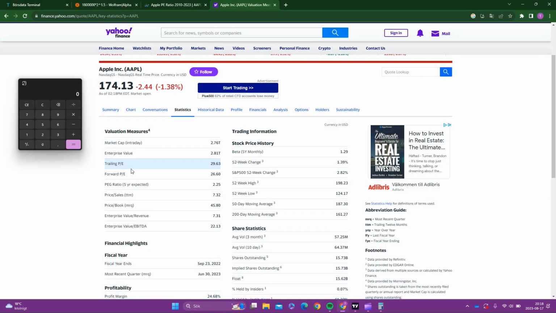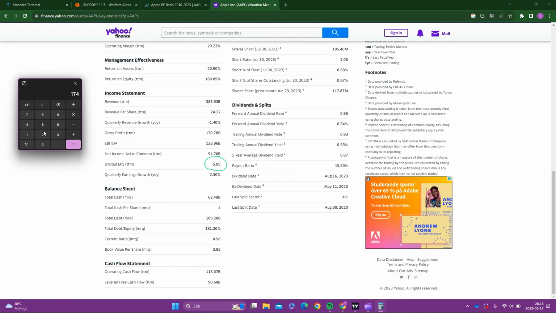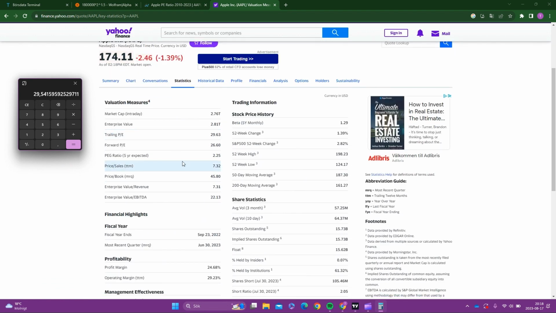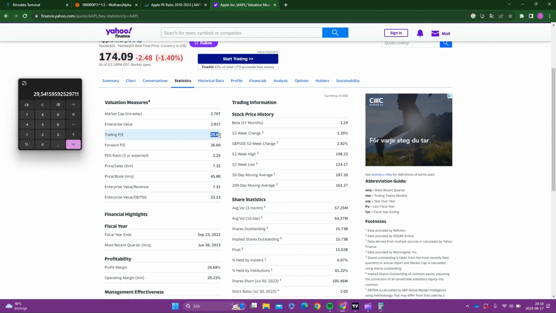You calculate it simply how you pronounce it. For example, we take Apple stock here. It's now at $174 divided by 5.89, which gives us 29.5 in PE ratio, and that is correct according to trailing PE here, which is 29.63.